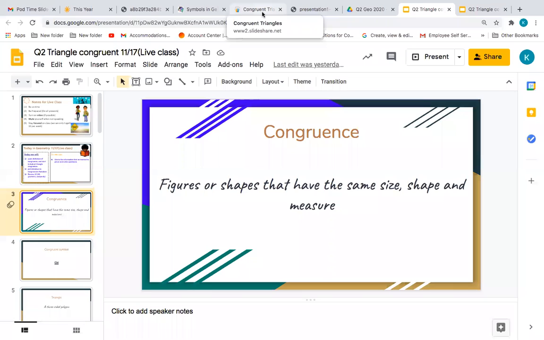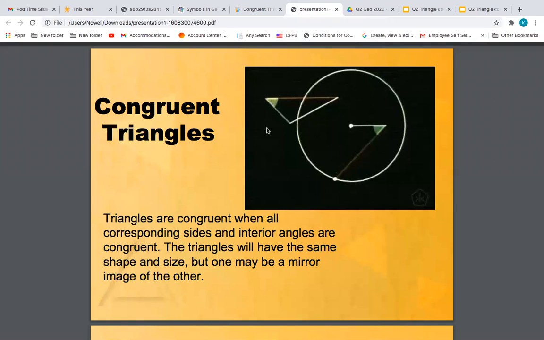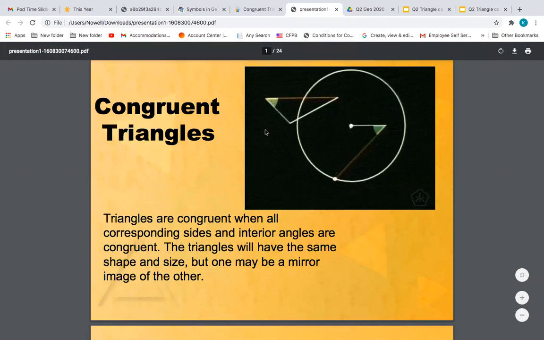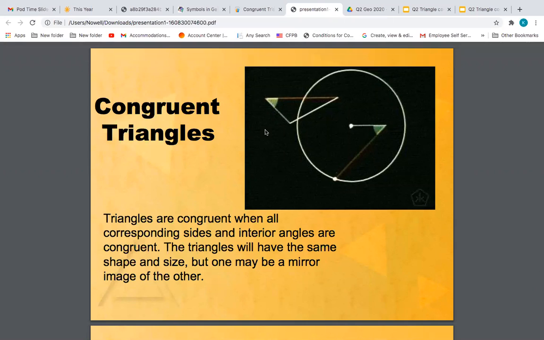So if you take two figures or shapes, and they have the same size, shape, and measure, then they are congruent. All right. So we already know that. Now we're only going to look into triangles.